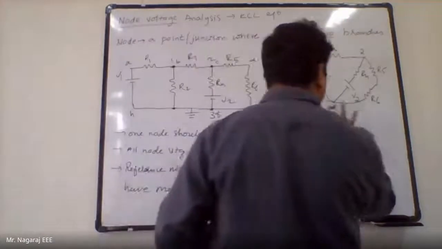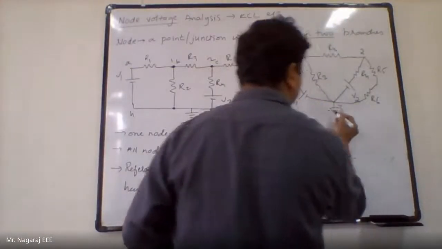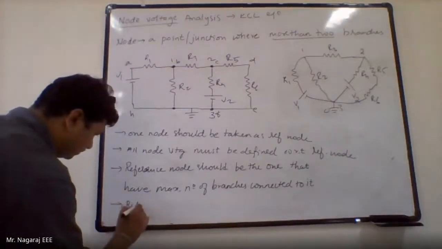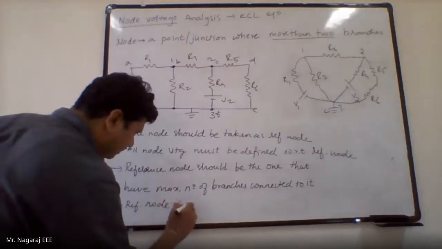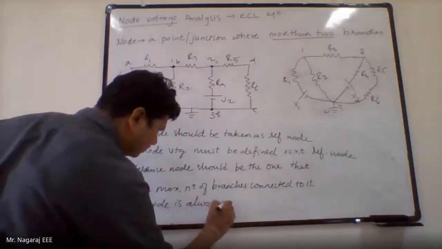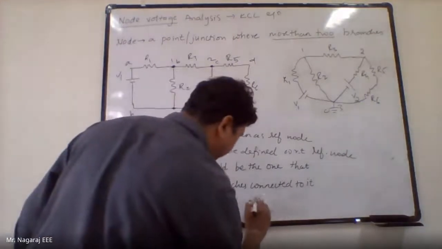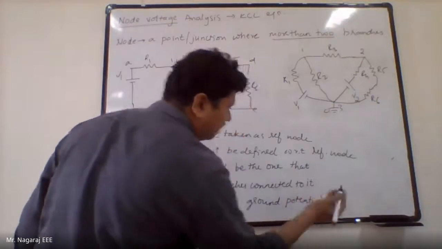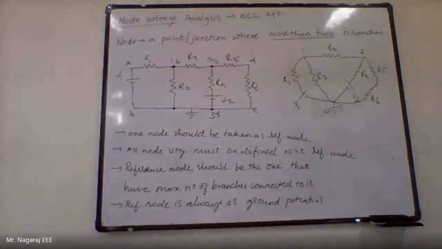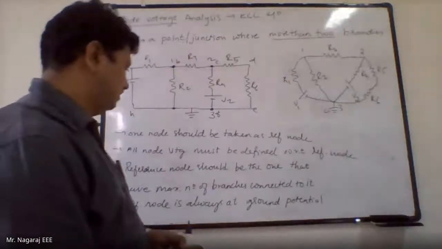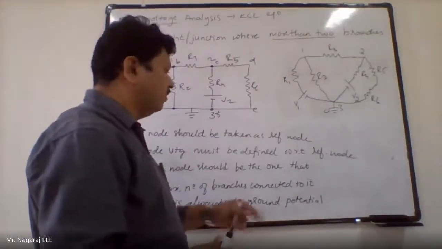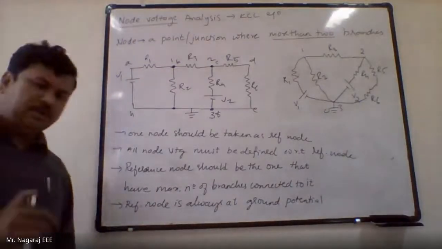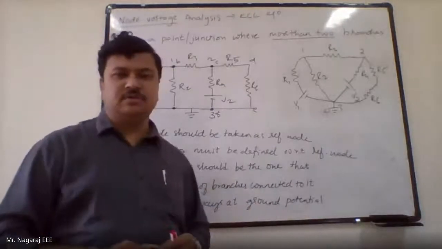So this is at 0 potential. Okay. So reference node is always at ground potential. Ground potential need not be 0 potential all the time. In many electronic circuits, ground potential will not be 0.